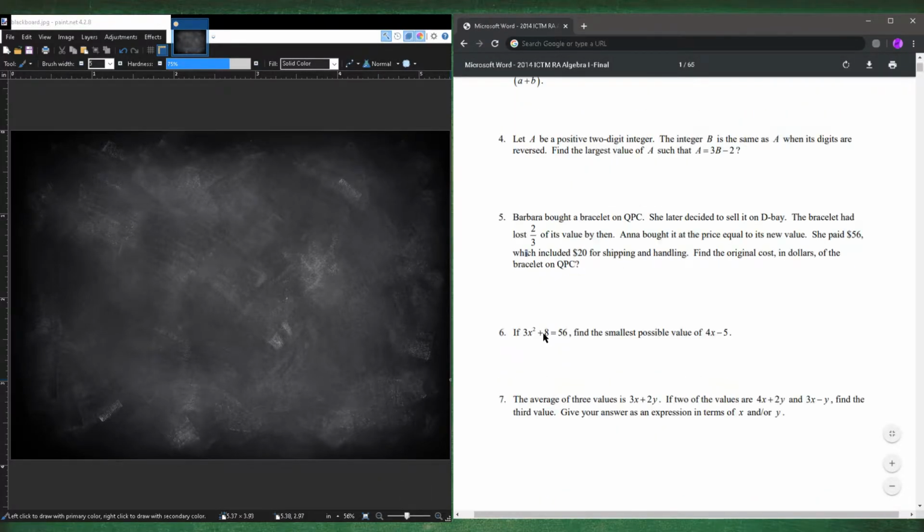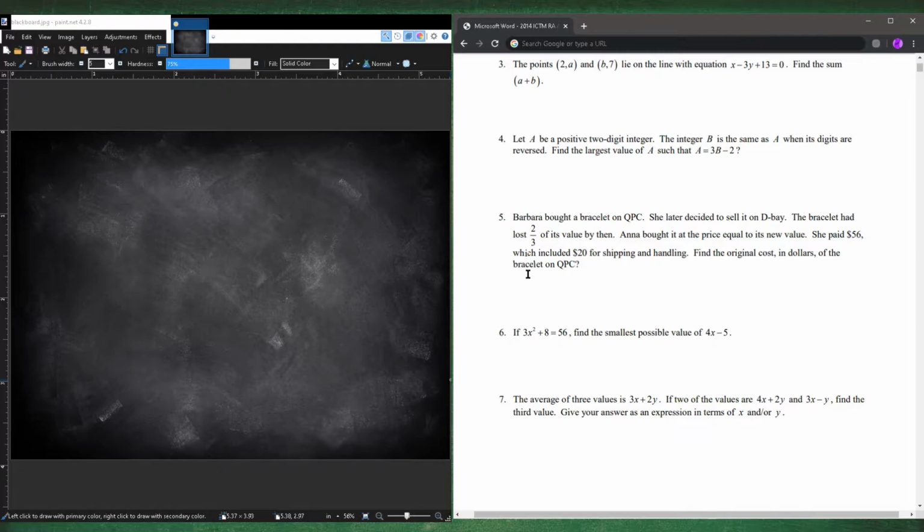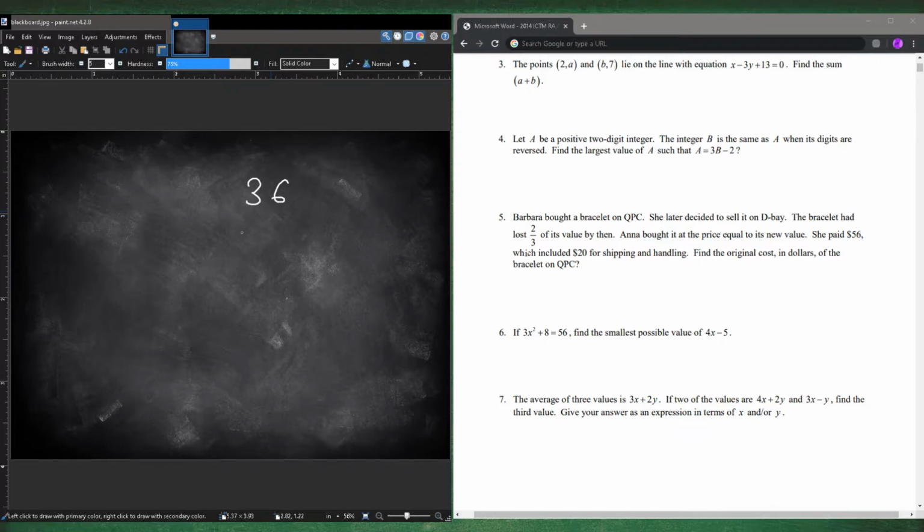Number 5, Barbara bought a bracelet on QPC. She decided to sell it on eBay. The bracelet had lost two-thirds of its value by then. Anna bought it at a price equal to its new value. She paid $56, which includes $20 for shipping and handling. Find the original cost. Okay, so if $20 is shipping and handling, that means she actually paid 36 for the item. Well, she paid 56, but 36 was actually for the item, 20 is for shipping and handling. So the original price, let's say it's X, so it lost two-thirds, and then she bought at that price, so it's equal to 36.